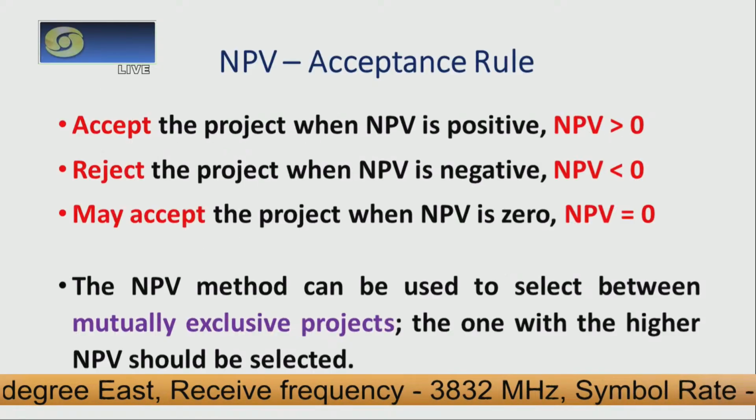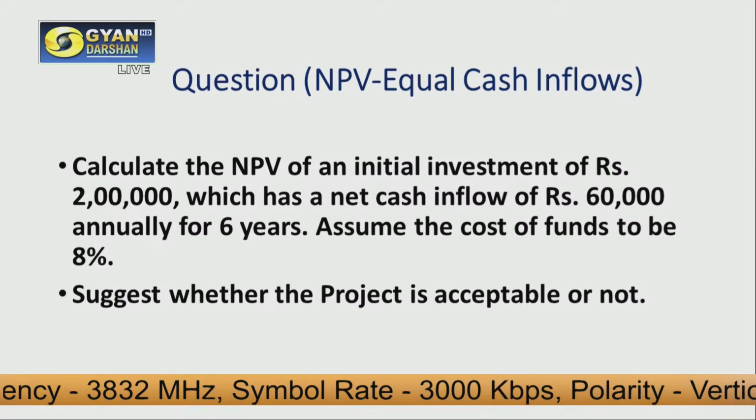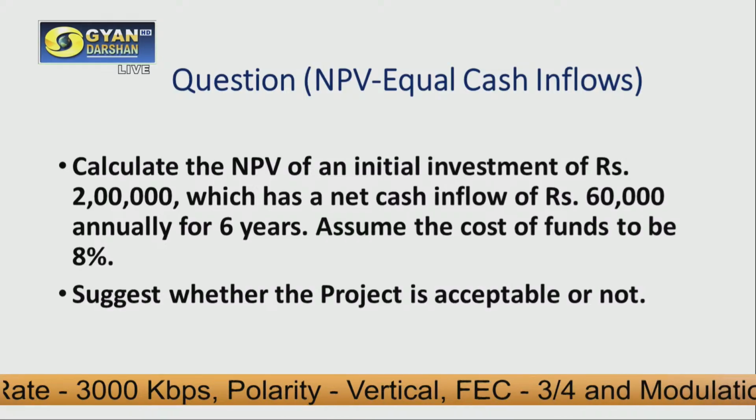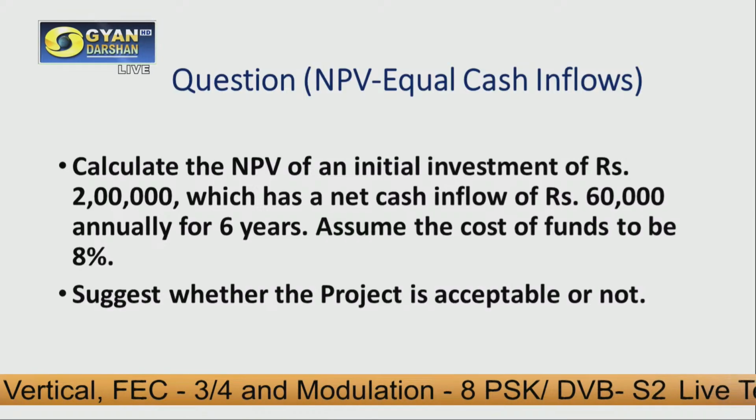Let us see and understand this with the help of one example. We need to calculate NPV for an initial investment of rupees 2 lakh, which has a net cash inflow of rupees 60,000 annually for 6 years.